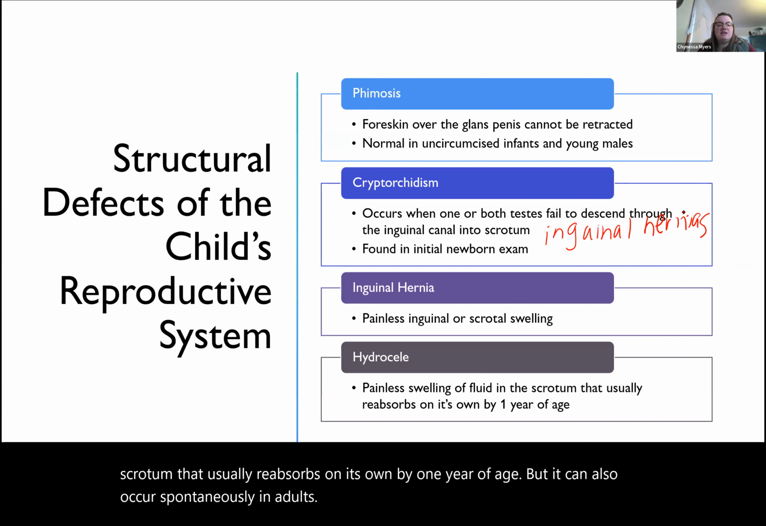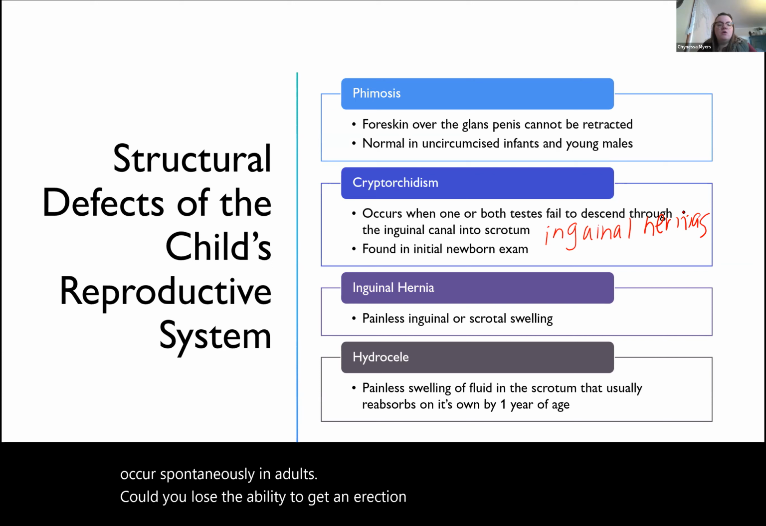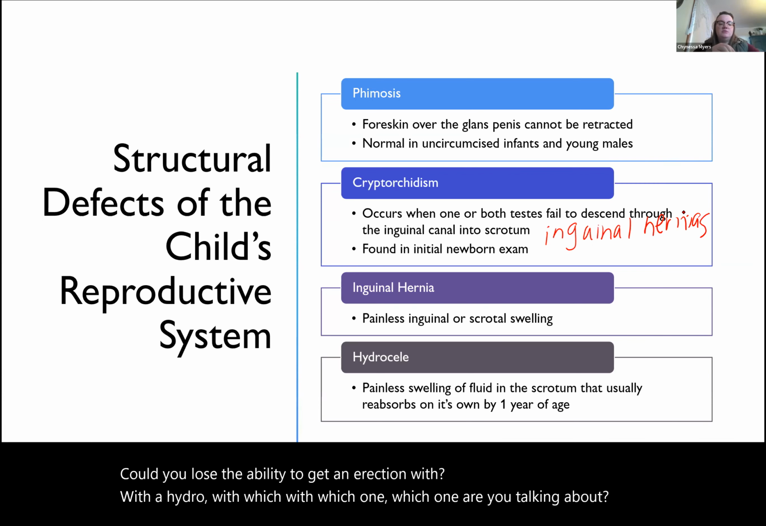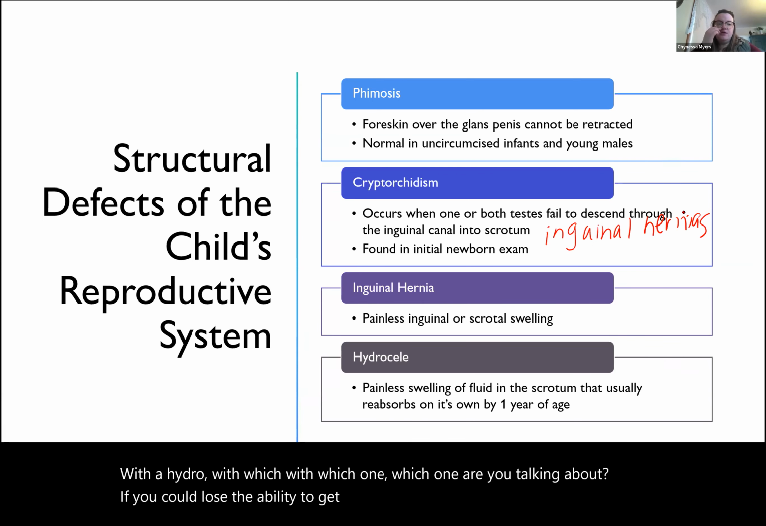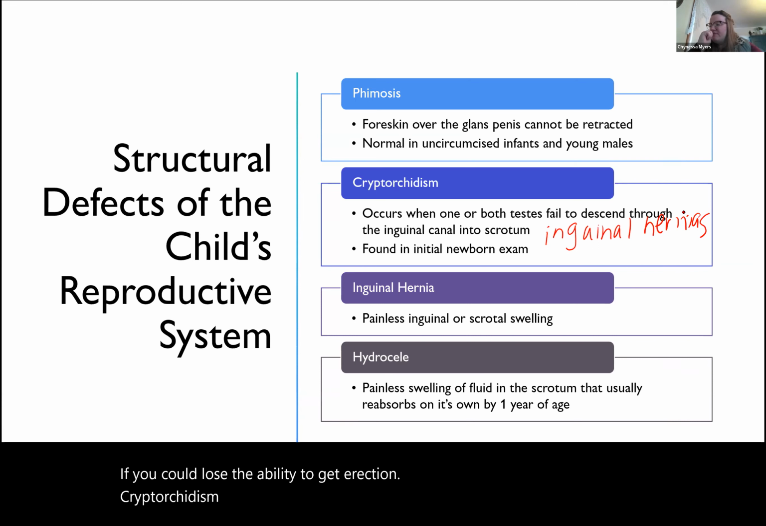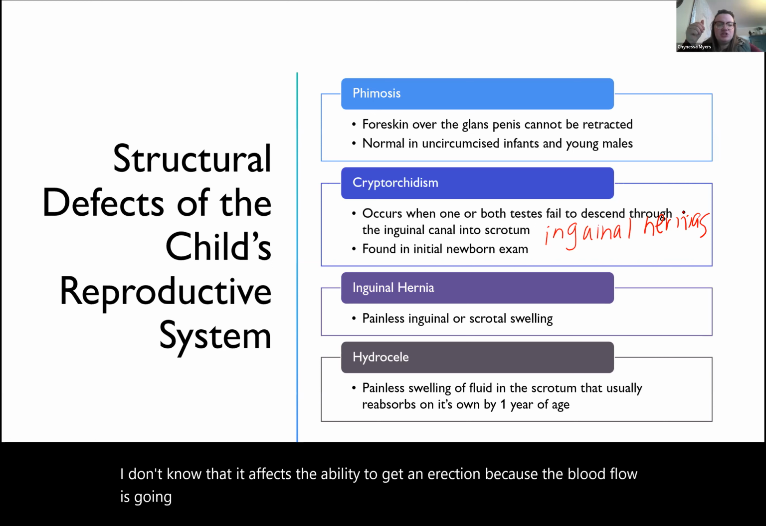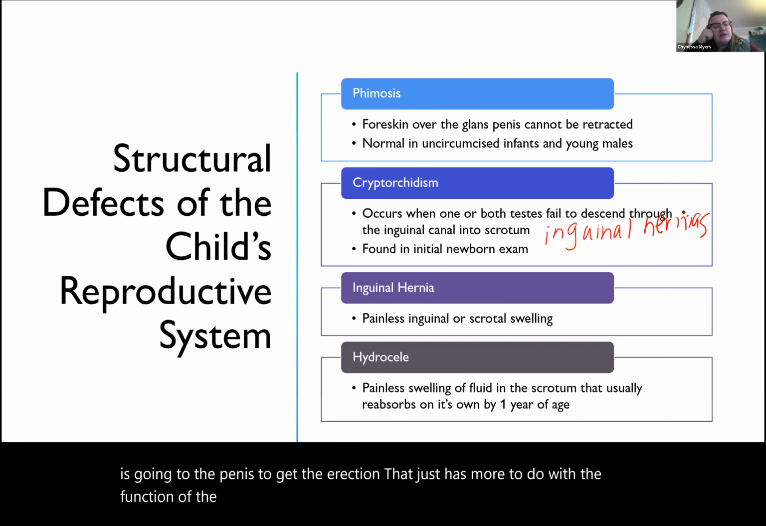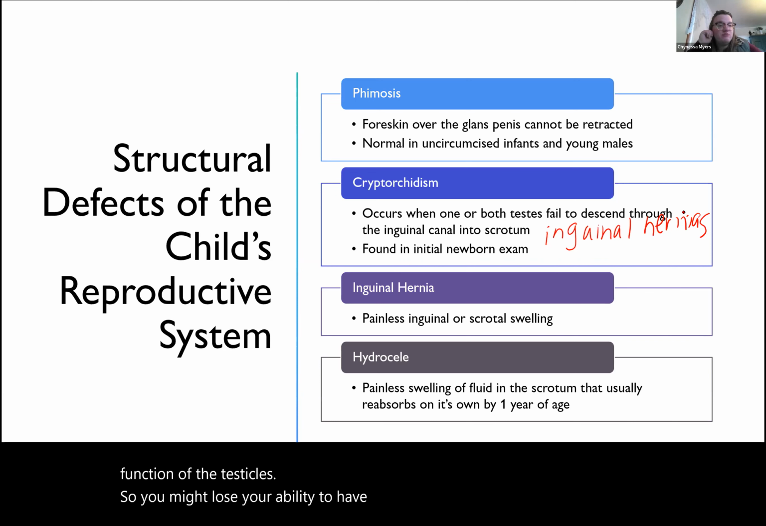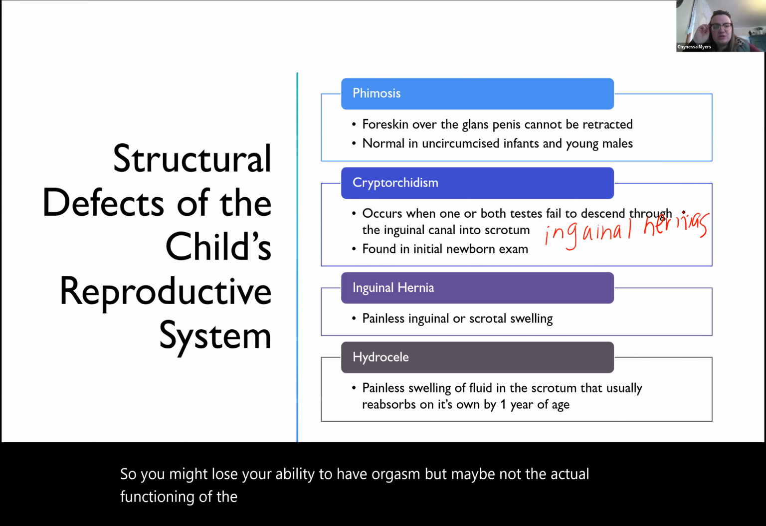Could you lose the ability to get an erection with a hydro, with which one? Which one are you talking about? If you could lose the ability to get an erection. Cryptorchidism. I don't know that it affects the ability to get an erection because the blood flow is going to the penis to get the erection. That just has more to do with the function of the testicles. So you might lose your ability to have orgasm, but maybe not the actual functioning of the erection. Good question. That's why they fix it.